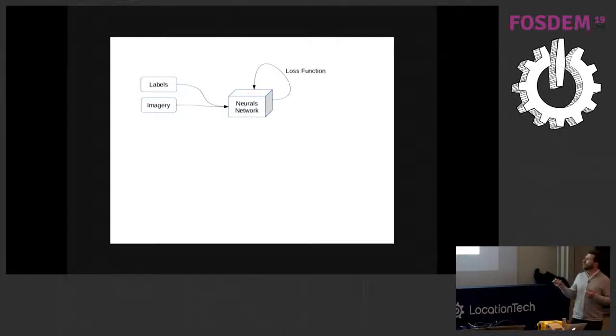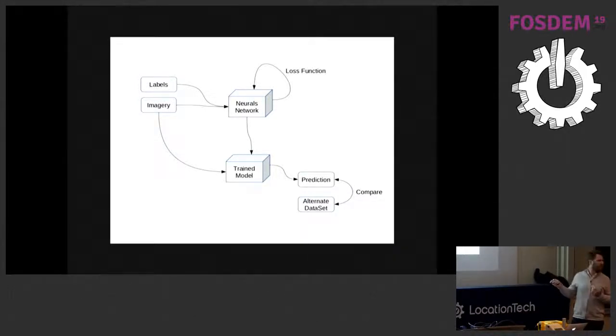We do that with a deep learning ecosystem. First is to bring imagery and related labels and to train neural networks with a loss function till we get a trained model able to use the very same kind of imagery to predict an answer. And once we get a trained model and the ability to produce predictions from imagery, we are able then to compare between the prediction and the alternate data set. In our example, it will be here OpenStreetMap. So that's the main idea: to train a neural network, to predict, and to compare.